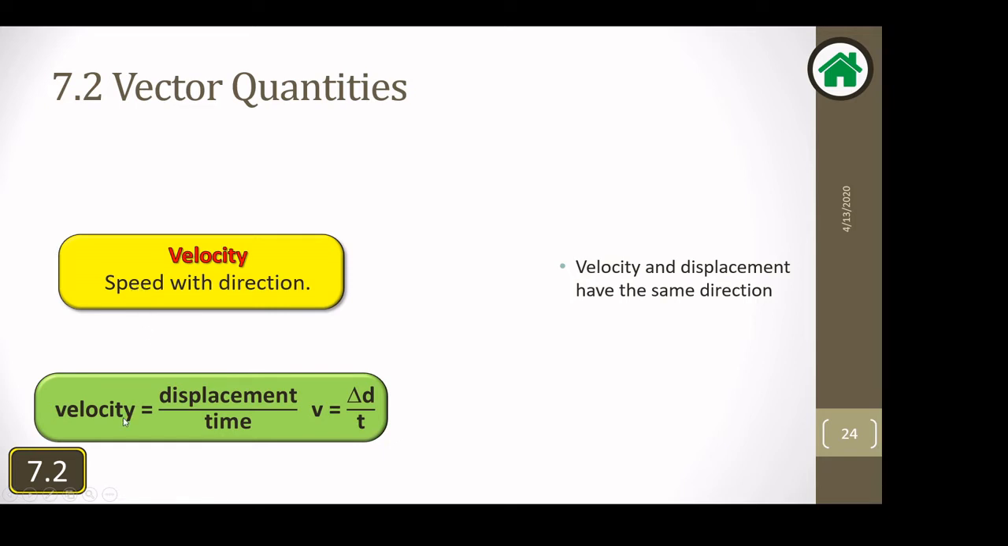So when we calculate velocity, instead of saying distance divided by time, we say displacement divided by time. v is equal to delta d divided by t. And just like with speed, we can draw a triangle for the velocity formula. Velocity is equal to delta d divided by t.